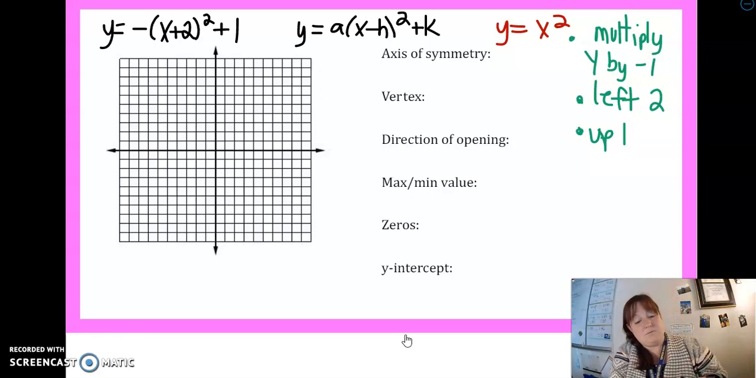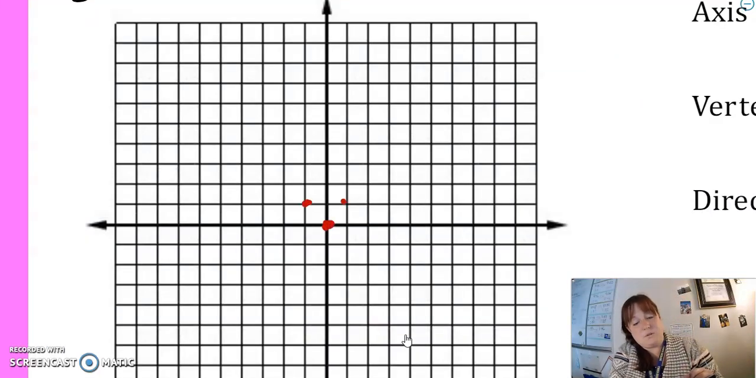So let's do that. Here's our parent function. Remember, the pattern of the parent function is over 1, up 1. And then you go back to the vertex, you go over 2, and up 4. 1, 2, 3, 4.